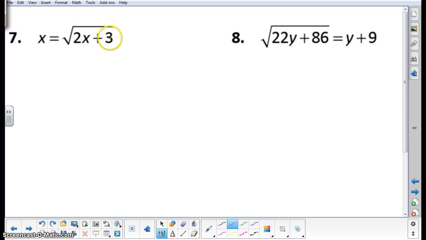Okay, let's have a look at this one. We have the x on one side, the radical is by itself on this side, so we're ready to square both sides. And we have x squared is equal to 2x plus 3. Now we're going to move everything over to one side and set that equal to 0. So we're going to subtract 2x and 3 from both sides.